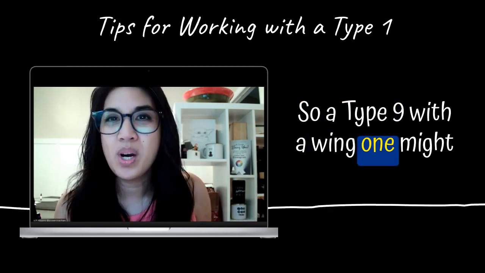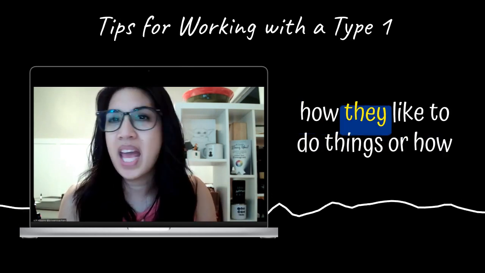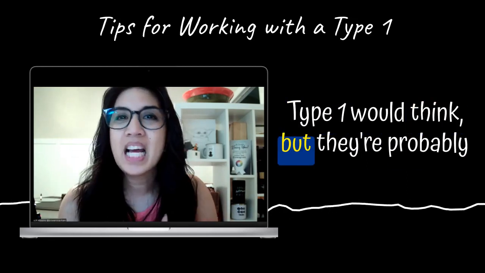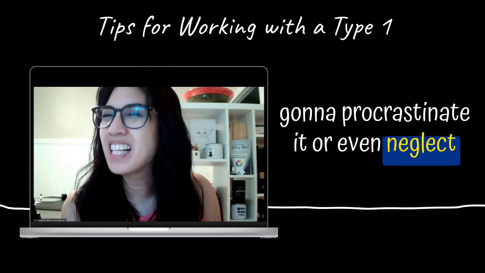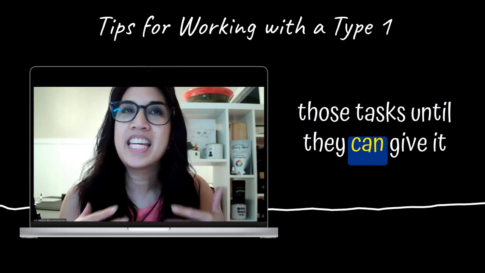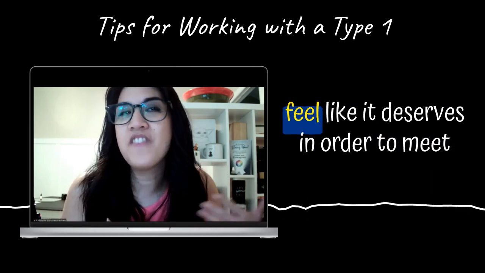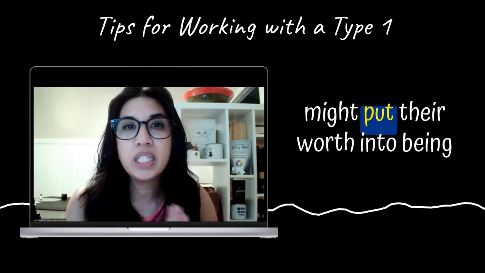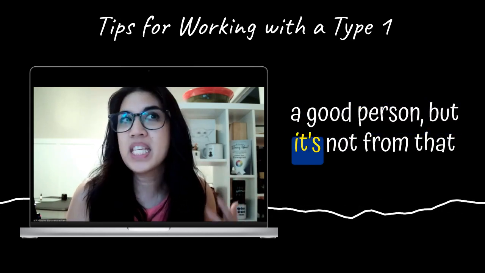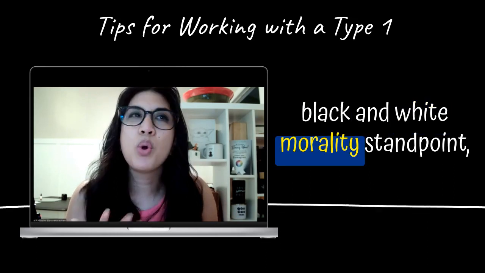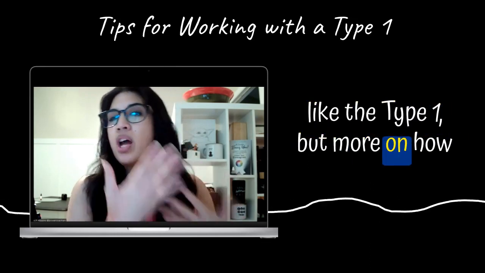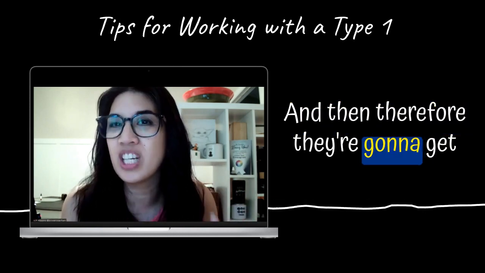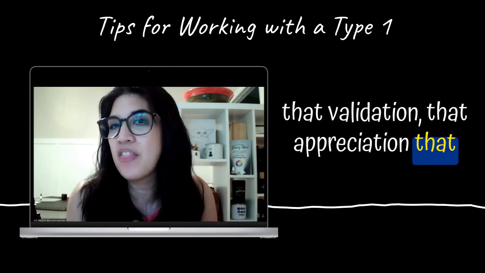A type 9 with a wing 1 might hold really high standards on how they like to do things or how things should be done, like a type 1 would think. But they're probably going to procrastinate it or even neglect those tasks until they can give it the time and the attention that they feel like it deserves in order to meet those standards. For a type 2 with a wing 1, they might put their worth into being a good person, but it's not from that black and white morality standpoint like the type 1, but more on how the other person perceives them. Does the other person perceive them as a good person? And then therefore they're going to get that validation, that appreciation that they're seeking.